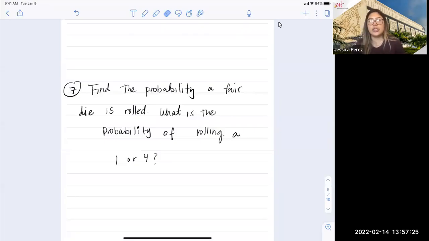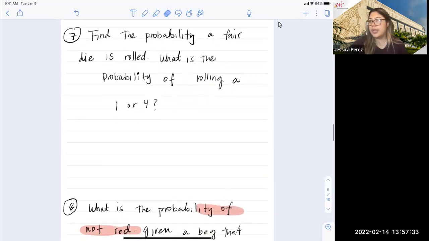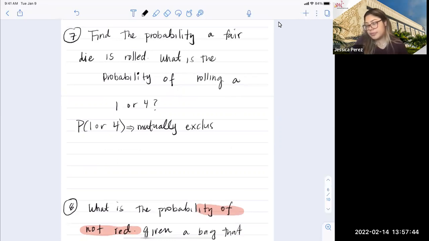So we left off at question number 7: a fair die is rolled. What is the probability of rolling a 1 or a 4? So we have the probability of 1 or 4. These are called mutually exclusive events because they don't depend on each other. So you have the probability of 1 plus the probability of landing a 4 on your die.